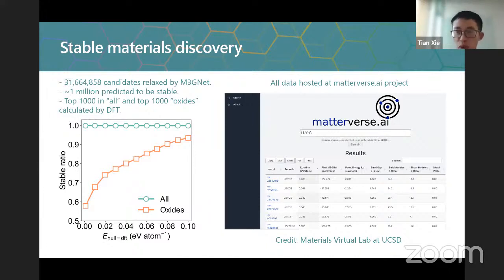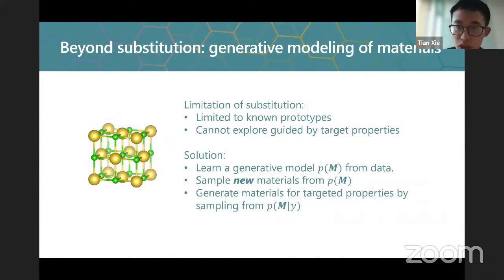There has also been great work from Google Brain that also works in the substitution paradigm, where they have scaled this into an even bigger space. As you can see, substitution has been quite successful in expanding the known material space, but there are several limitations of this substitution approach.